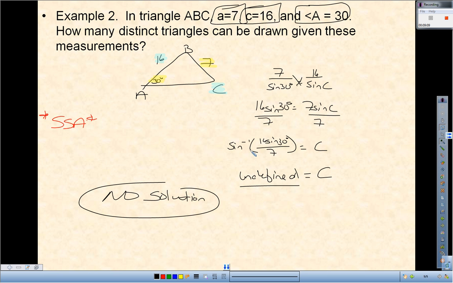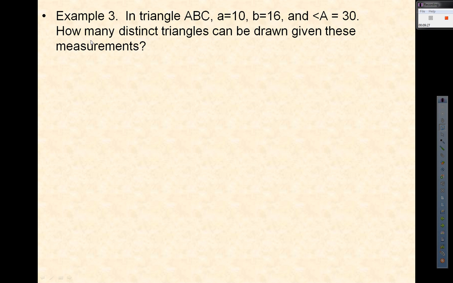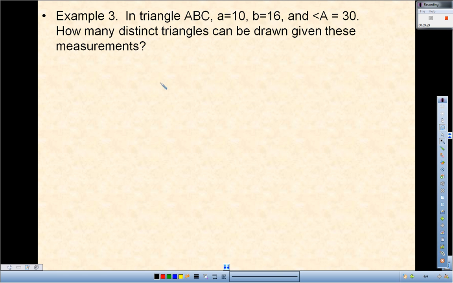Now that's one good thing that the law of sines can show you, is that if there's no triangle. All right, let's look at one more example. So for this one, it says side A is 10, side B is 16, and angle A is 30 degrees. So side A is 10 and side B is 16. Again, I'm going to double check, but this is side side angle.